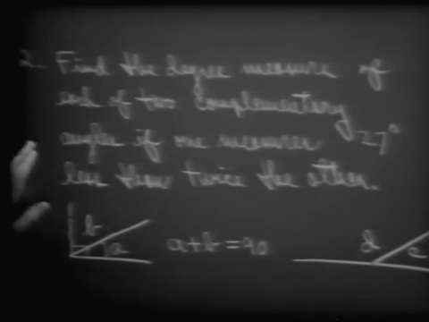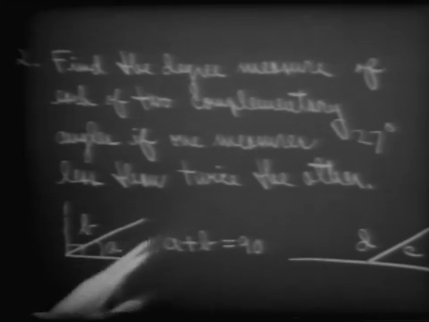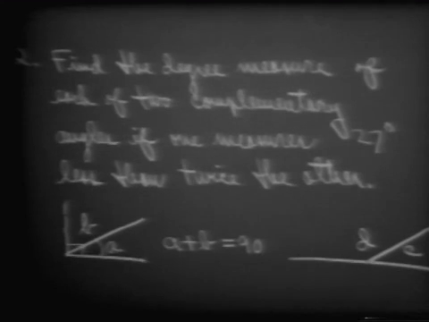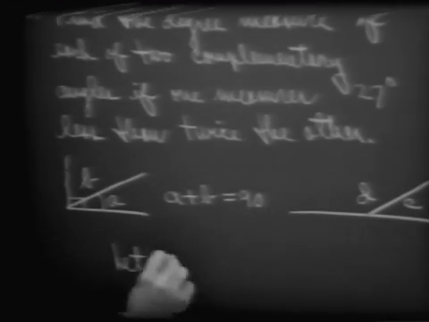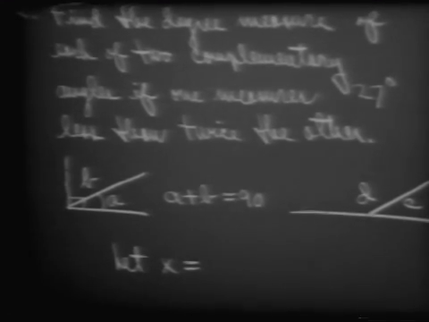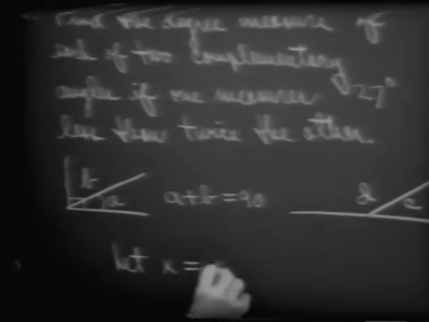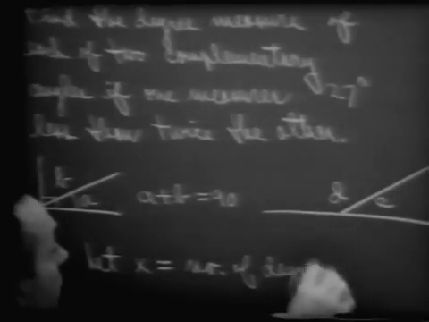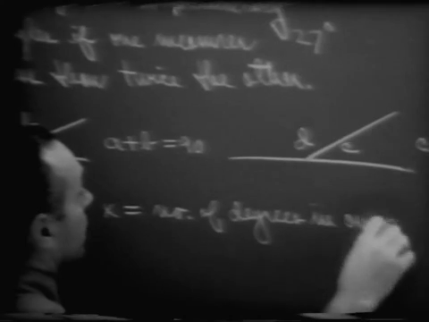Now, it says find the degree measure of each of two complementary angles if one measures 27 degrees less than twice the other. So how are we going to start? We want to identify our variable. Let's let x represent the number of degrees in one angle.